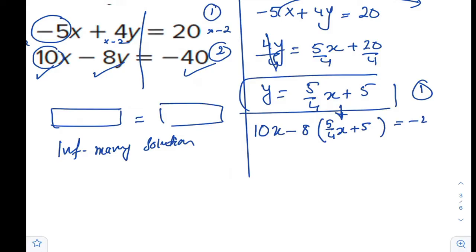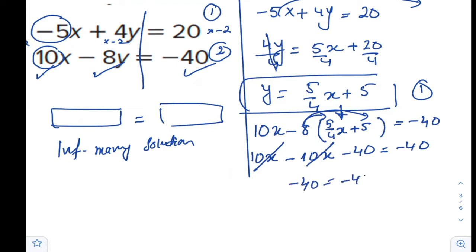and continue writing. Starting to distribute, 8 times 5 over 4 is negative 10x. 8 times 5 is 40. Negative 40 is equal to negative 40. 10x minus 10x is 0, we have minus 40 equals minus 40. Right-hand side equal to the left-hand side, so it's definitely infinitely many solutions.